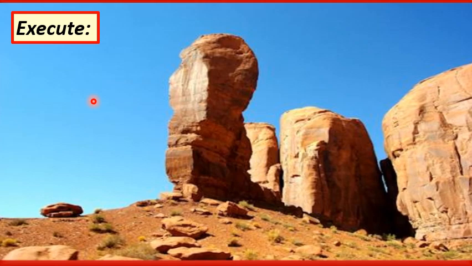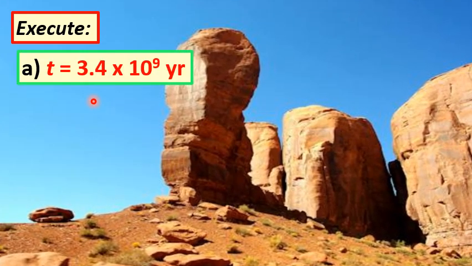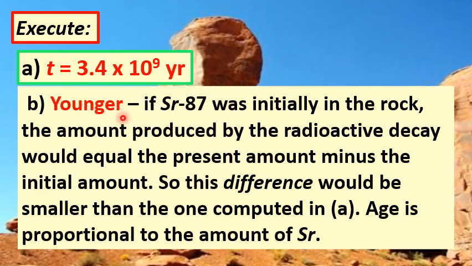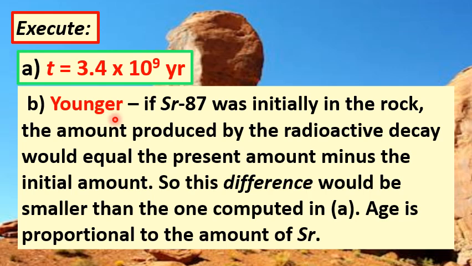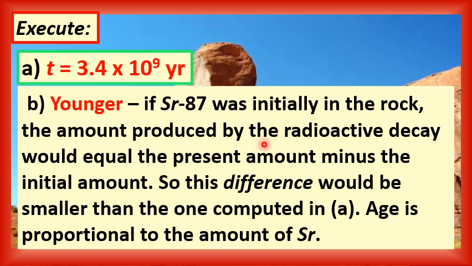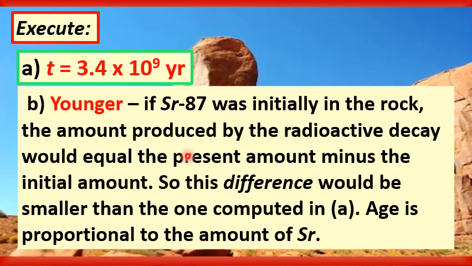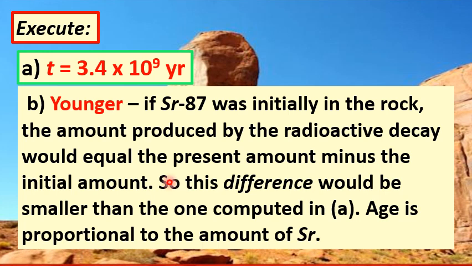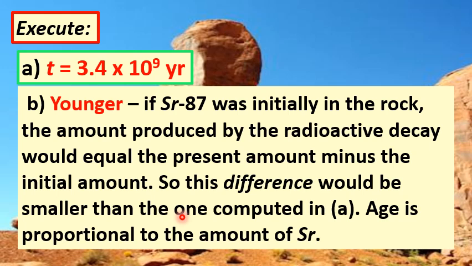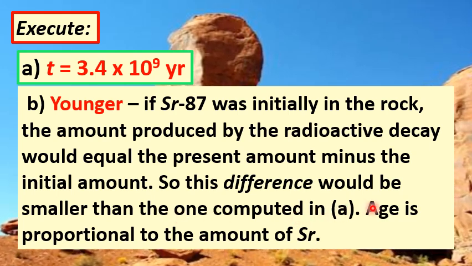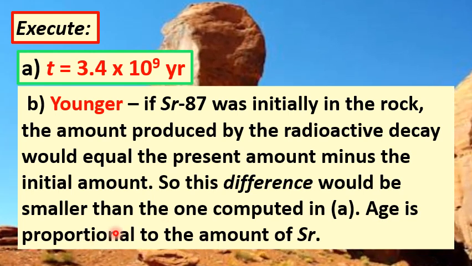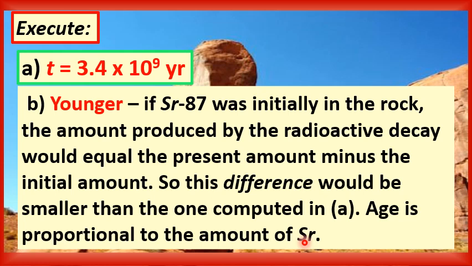And last but not the least, our answer to question letter B, it is younger. If strontium-87 was initially in the rock, the amount produced by the radioactive decay would equal the present amount minus the initial amount. So this difference would be smaller than the one computed in part A. Remember, age is directly proportional to the amount of strontium.